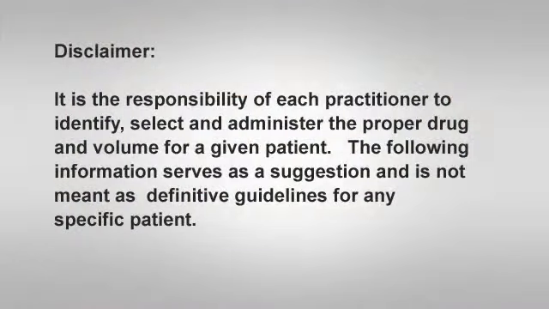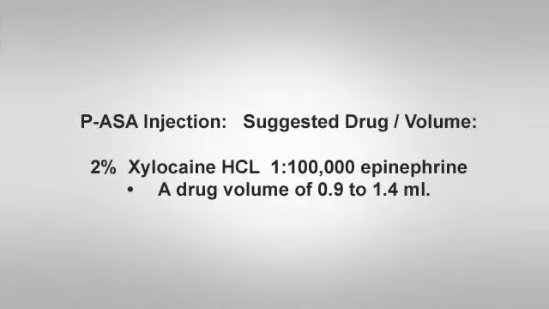It is the sole responsibility of each practitioner to identify, select, and administer the proper drug and volume for a given patient. The following information serves as a suggestion, not meant as definitive guidelines for any specific patient. The suggested drug and volume for the PASA injection is 2% xylocaine HCl, 1 part per 100,000 epinephrine. A drug volume of 0.9 millimeters to 1.4 millimeters, which is equivalent to 3/4 to 1 full cartridge, is a suggested volume when performing the PASA injection.